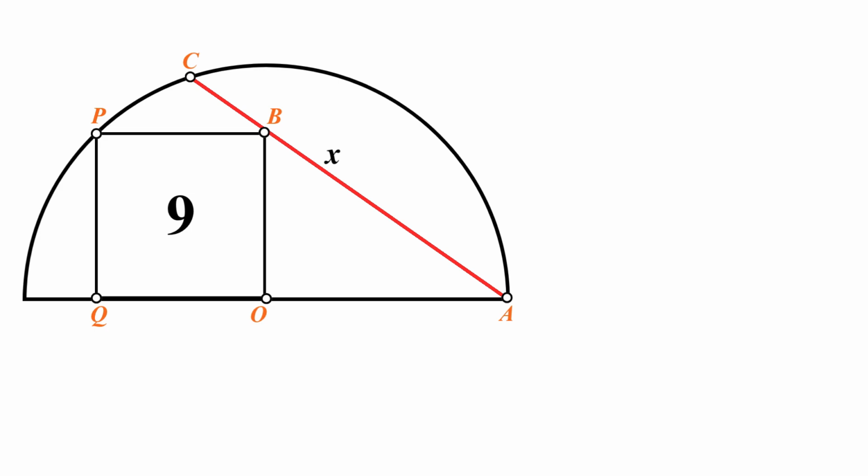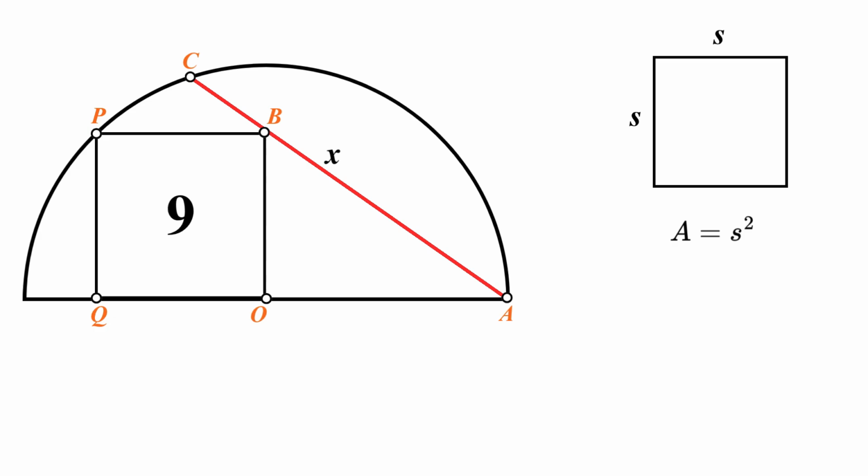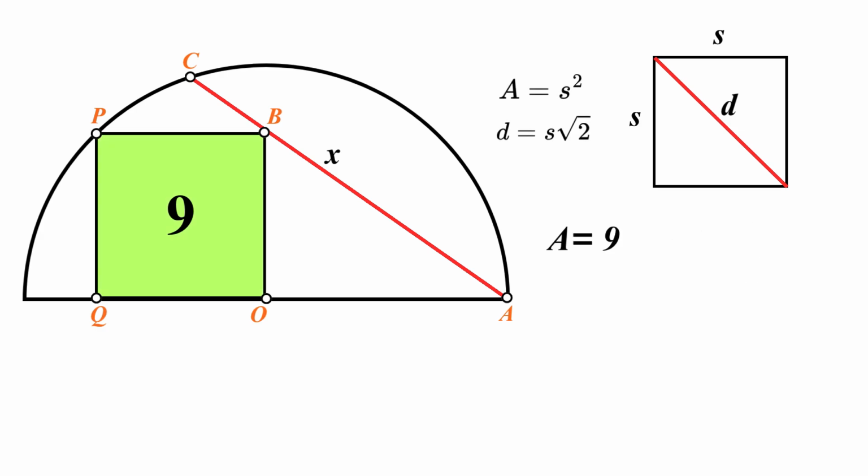Remember, if we have a square with a side length of s, then we calculate the area as s squared. And the diagonal of the square as s times the square root of 2. Okay, let's look at our square. We are given that the area of our square is 9. We can say that s squared equals 9. This means the side of our square will be equal to 3.